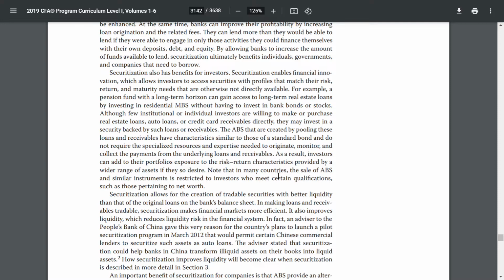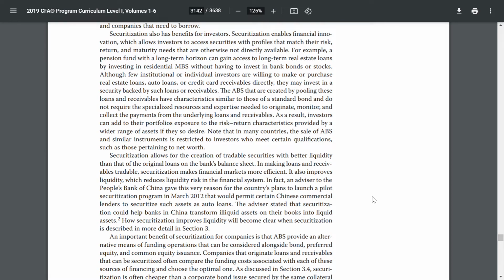Although few institutional or individual investors are willing to purchase securities backed by such loans or receivables directly, the ABS that are created by pooling these loans and receivables have characteristics similar to those of a standard bond and do not require the specialized resources and expertise needed to originate, monitor, and collect the payments from the underlying loans and receivables. As a result, investors can add to their portfolio exposure to the risk-return characteristics provided by a wider range of assets if they so desire. Note that in many countries, the sale of ABS and similar instruments is restricted to investors who meet certain qualifications, such as those pertaining to net worth.